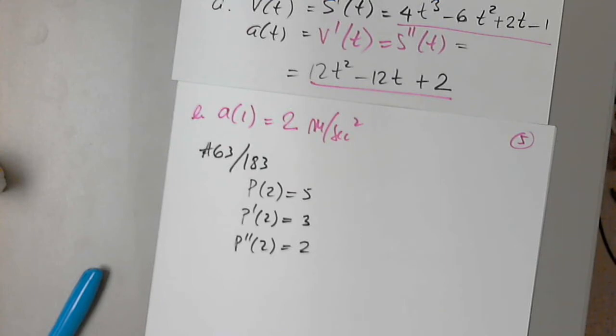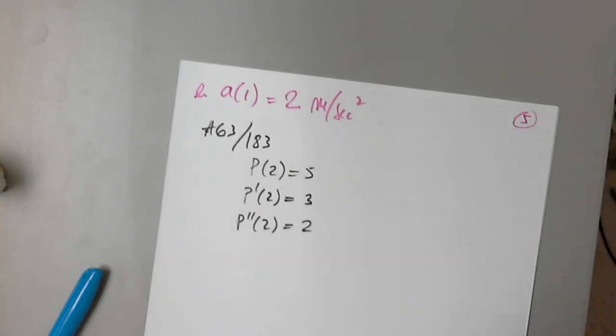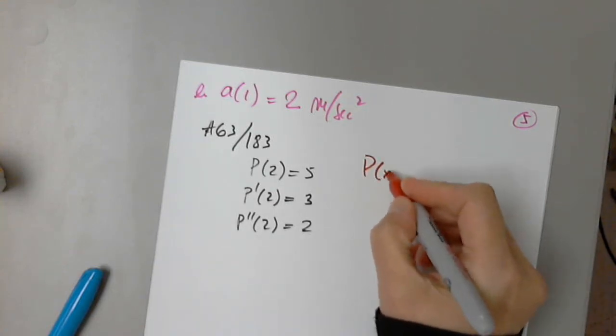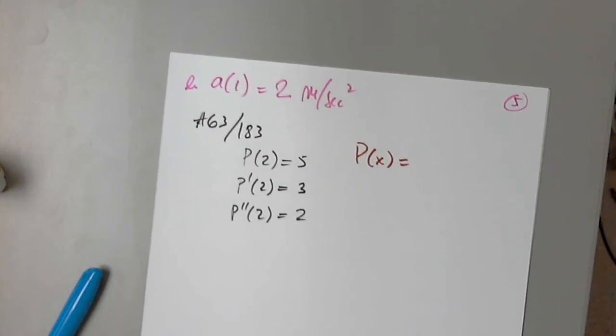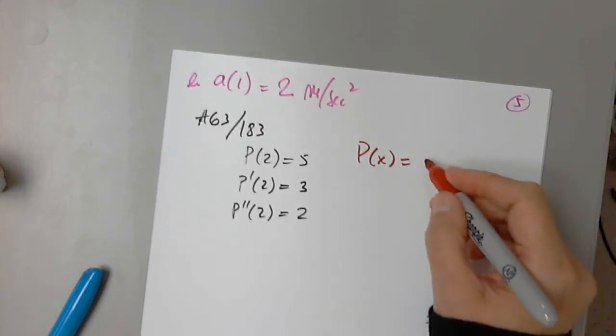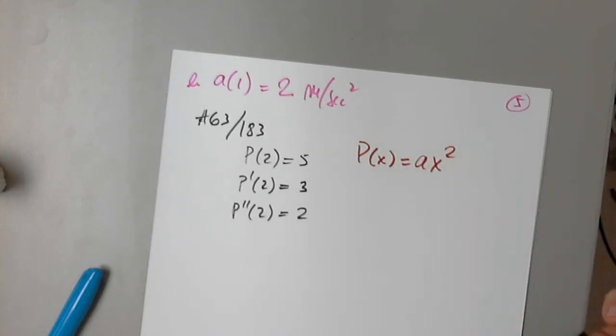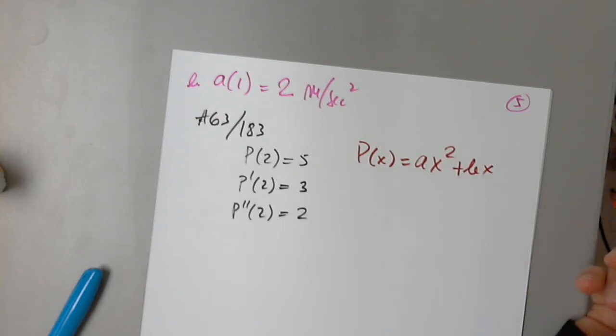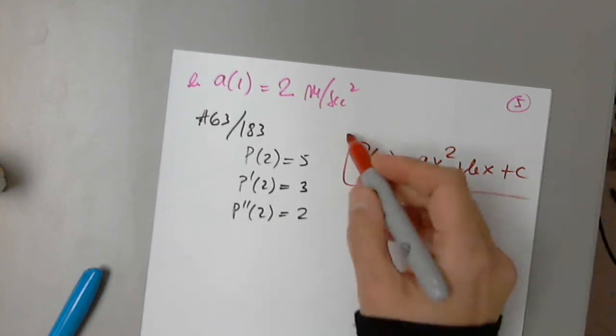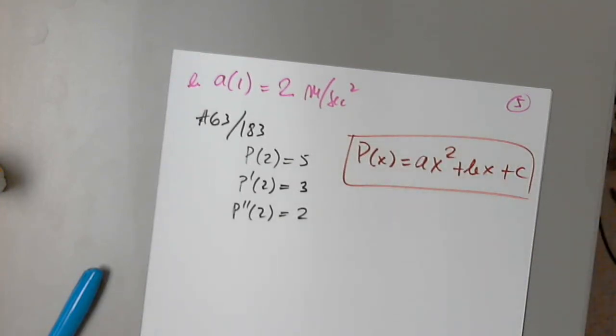And then I would like to look at a graph of the function and the derivative. Okay, so can anyone give us the most general form of a polynomial of degree 2? Ax squared plus bx plus c. That's it. This is the most general form of a polynomial of degree 2.